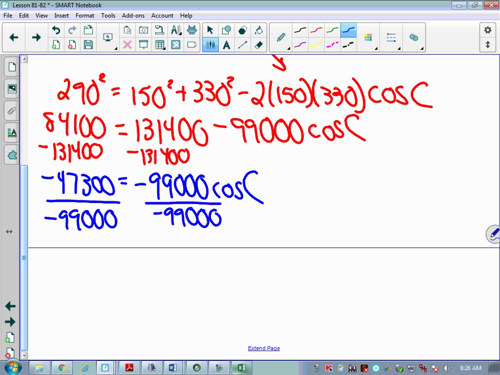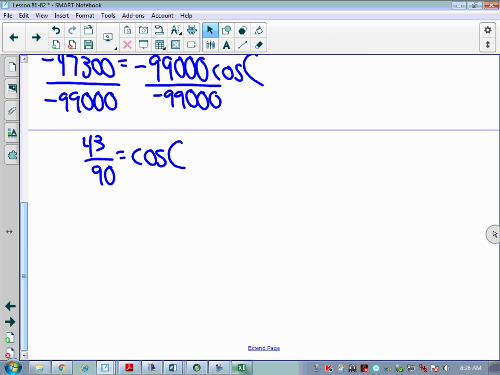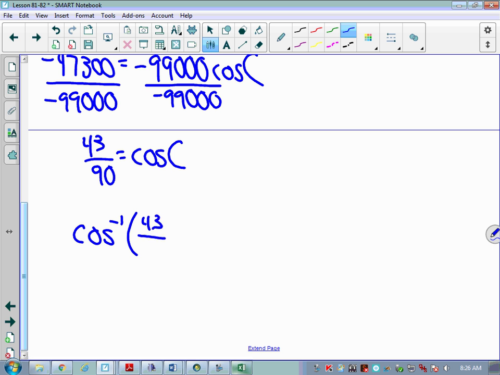Okay, let's see. Yeah, 43 over 90. So 43 over 90 equals cosine C. So what we're going to do to actually find the angle is, just so we see this all as one chain, inverse cosine 43 over 90. Okay, that's going to give me my degree.